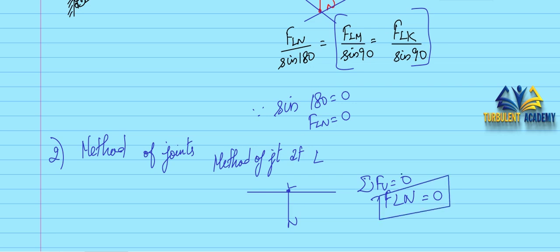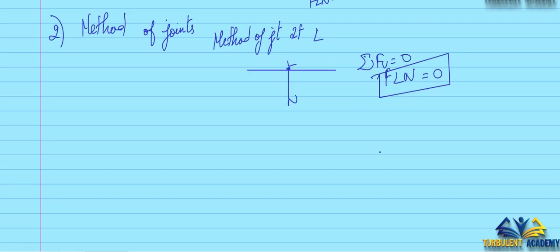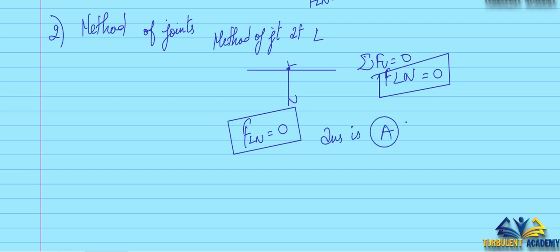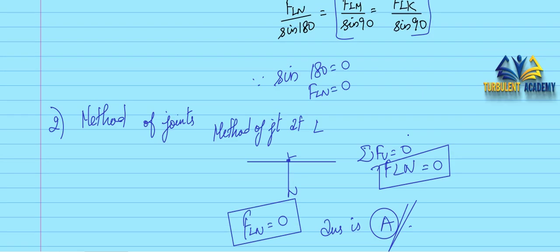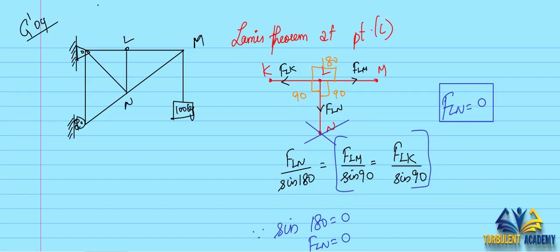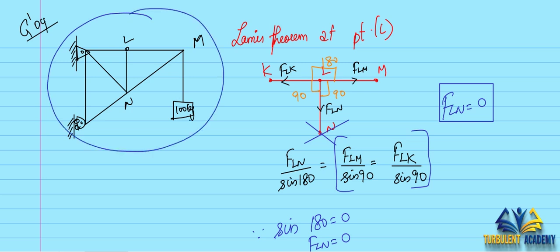In both the cases, method 1 and this second method, we got F_LN as 0. So our answer is option A. This is how we should solve it. But once you gain practice, just by seeing this diagram, you'll be able to say that LN is 0 very easily.